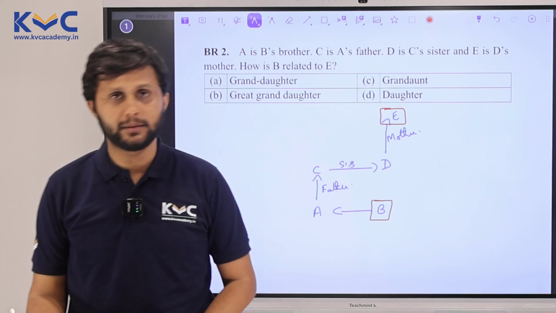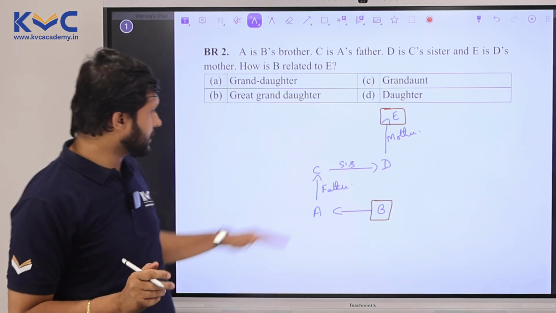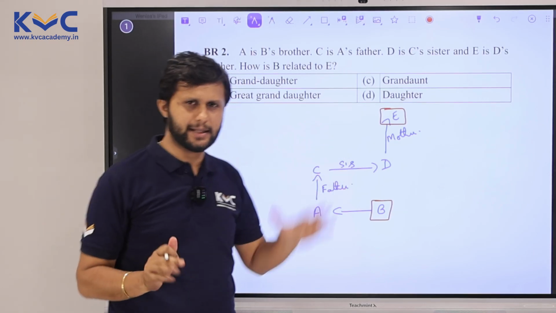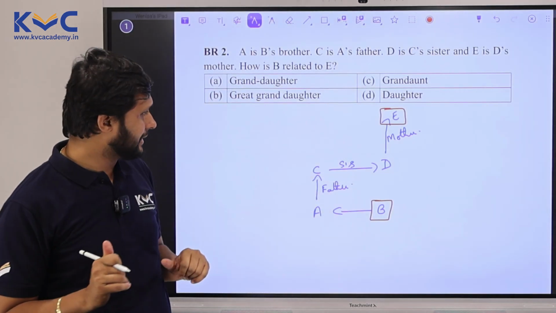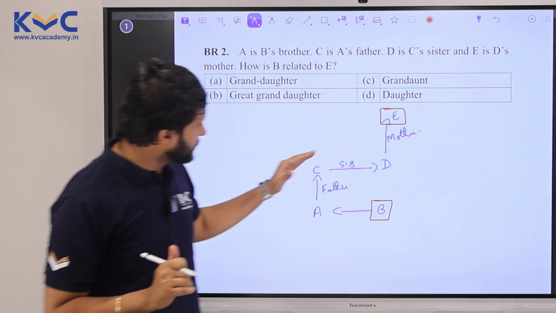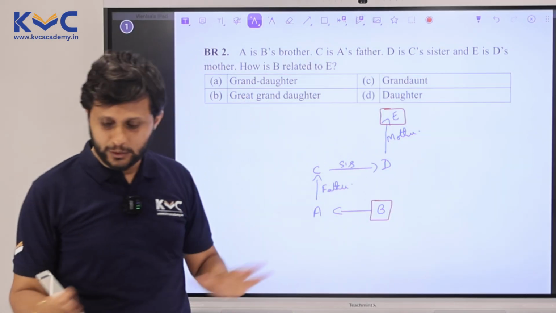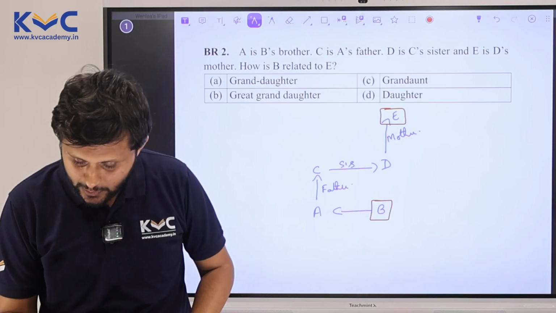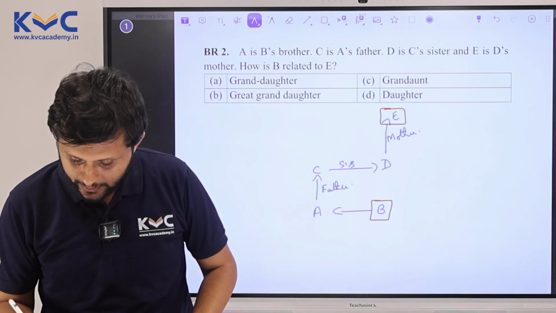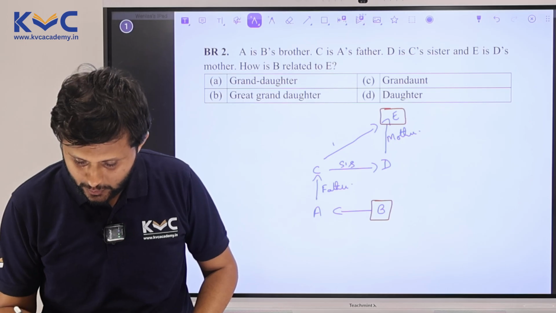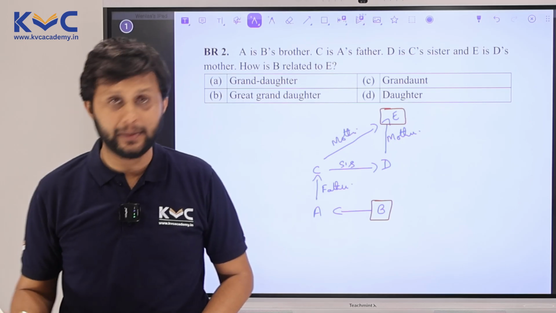B is over here. We're talking about two generation gaps here. 1, 2. Two generations are there. Two levels are there. To see the relation, we know these two are sisters. That means mother is for both. I will just draw that arrow as well just to have clarity. Okay. Same over here also. Mother of both the people.